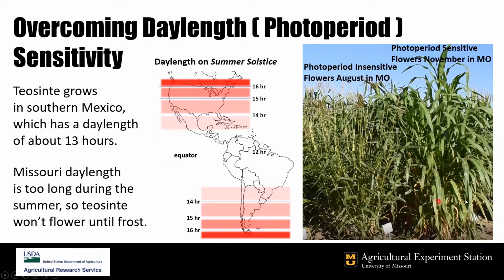And here you can see an example of what Parviglumis, the Teosinte, looks like. This picture was taken at the end of September, and Teosinte is not flowering at all. And we have a sample of Teosinte that has been modified to not respond to photoperiod or day length. In this case, this Teosinte is able to flower in August in Missouri. And so you can see that this day length or photoperiod sensitivity is a very important trait that we'll be coming back to many times today.